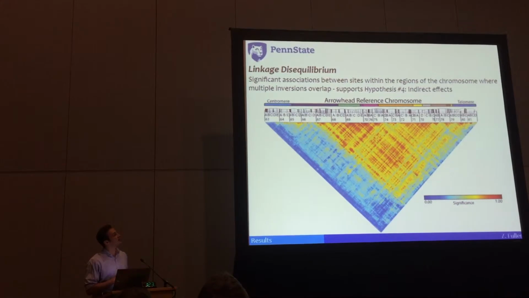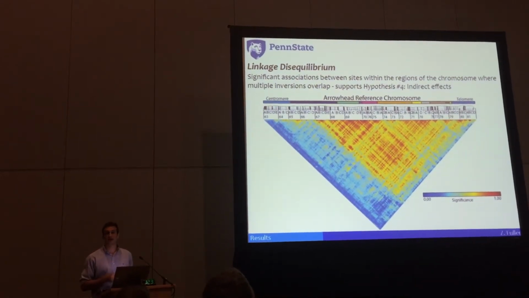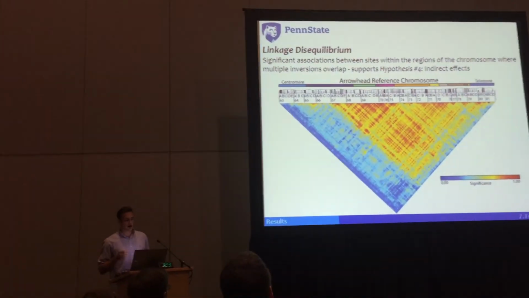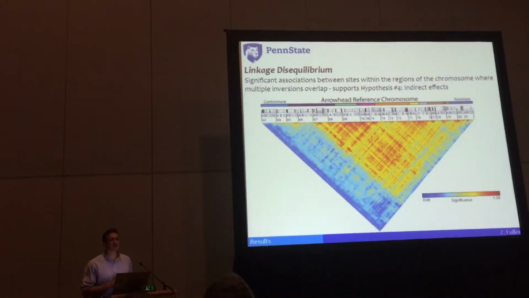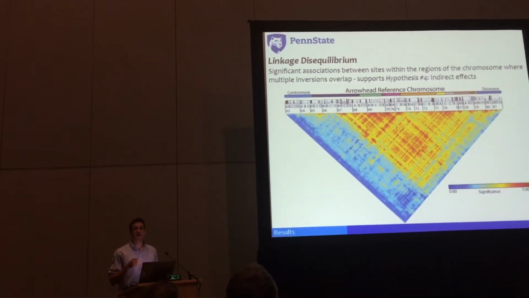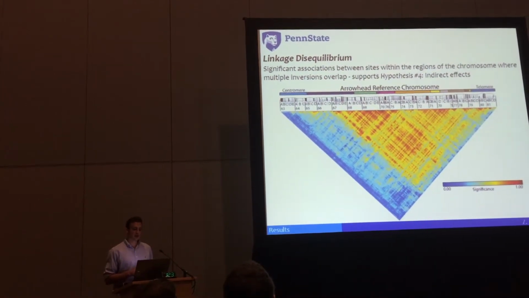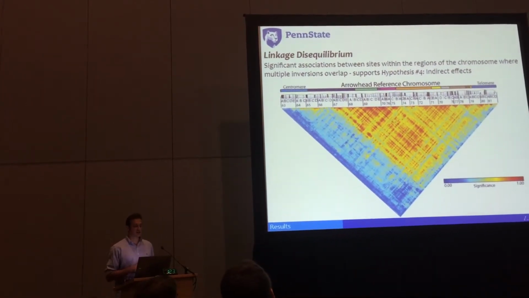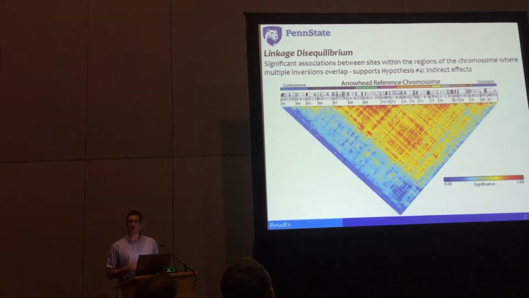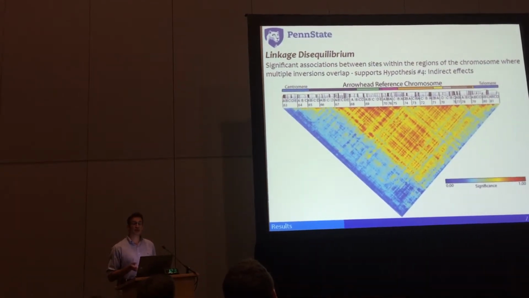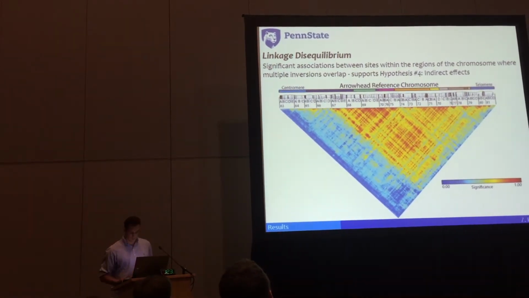What we can see here is that in regions where multiple inversions overlap, we get extensive LD generated. Within those regions, we see significant associations between sites across multiple loci that are showing evidence of adaptive evolution. So this supports some of the predictions of hypothesis number 4, that the inversions are maintained through the indirect effects of suppressed recombination.